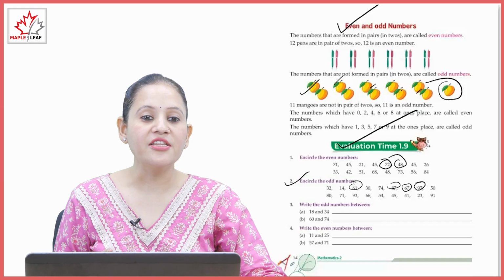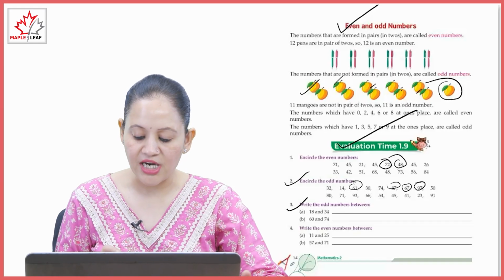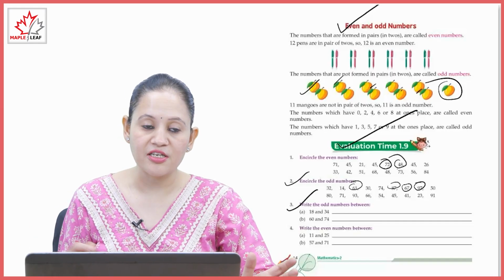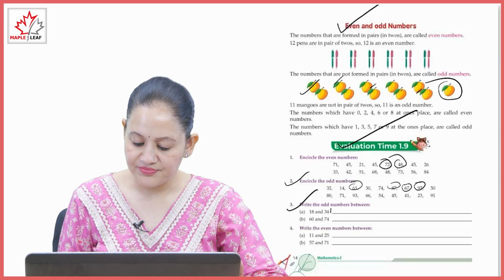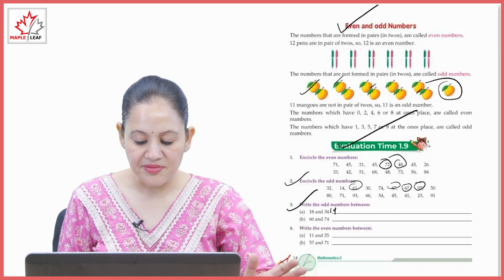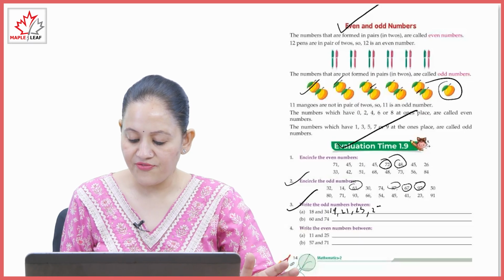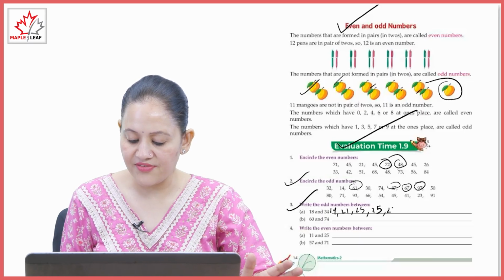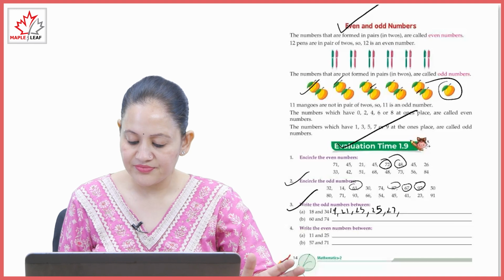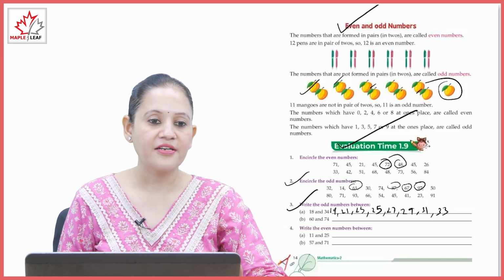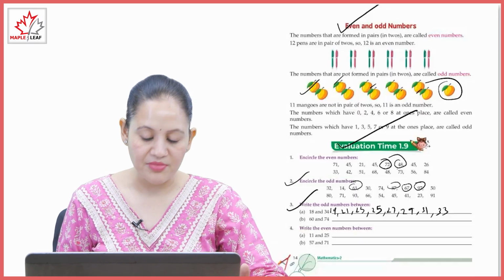Next, write the odd numbers between. So we have to write the odd numbers between 18 and 34. 19, then we skip 20, 21, 23, 25, 27, then 29, 31, 33. Clear?